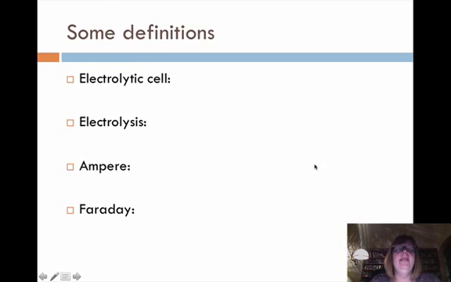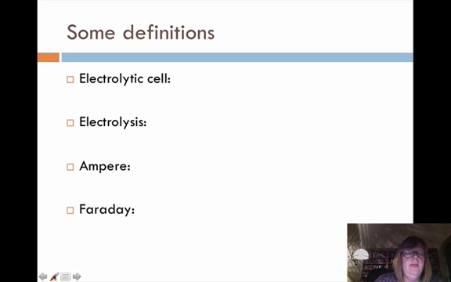All right, well, let's get some definitions out there. An electrolytic cell, we've just basically defined. An electrolytic cell is where we're going to use electricity to produce a chemical change. And you're going to hear the word electrolysis, and that's just the process where we're going to be forcing current to produce that change.